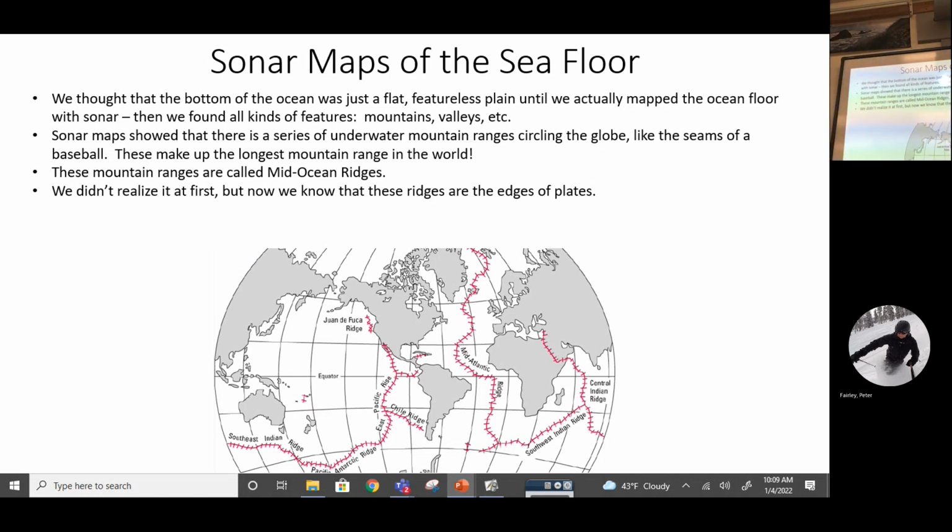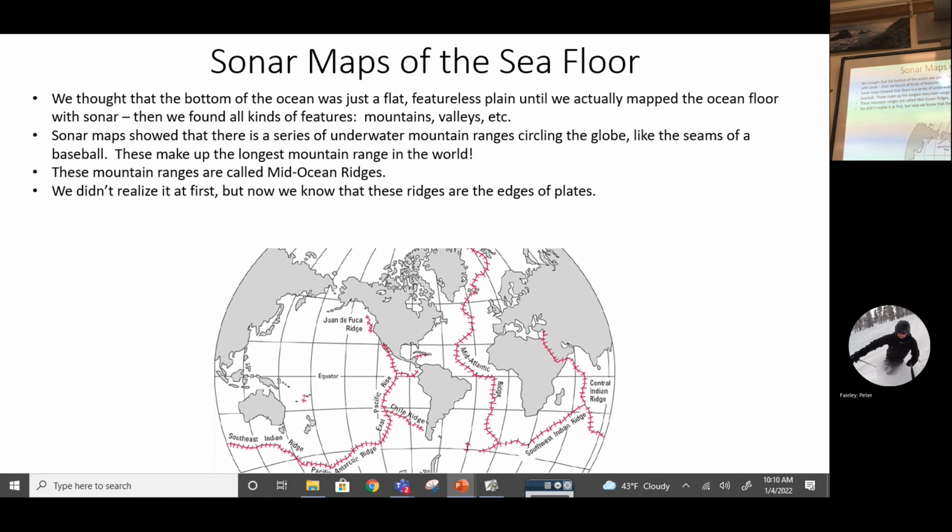So we've made these sonar maps of the seafloor, and it was a little bit of a surprise. We thought that the ocean floor was a flat, featureless plain with no hills, just this flat plain going from one continent to another. But then we actually mapped the ocean floor and we found all kinds of features. We found mountains, we found valleys, we found trenches.